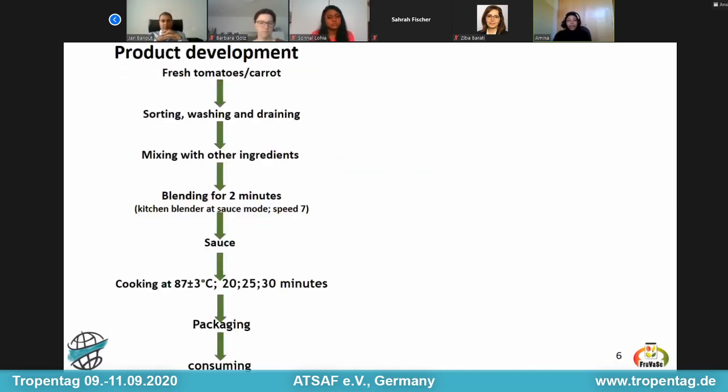And here in the chart for making the product, so you have your fresh tomatoes or carrots, so you have to do sorting, washing, and draining. We mix with other ingredients, and these can be blended for, in our case, 2 minutes was enough to get a smooth sauce, but it depends what is available maybe in the household. The kitchen blender can also be used. So in our case, we use a kitchen blender, which has a sauce mode. The speed is about 7.